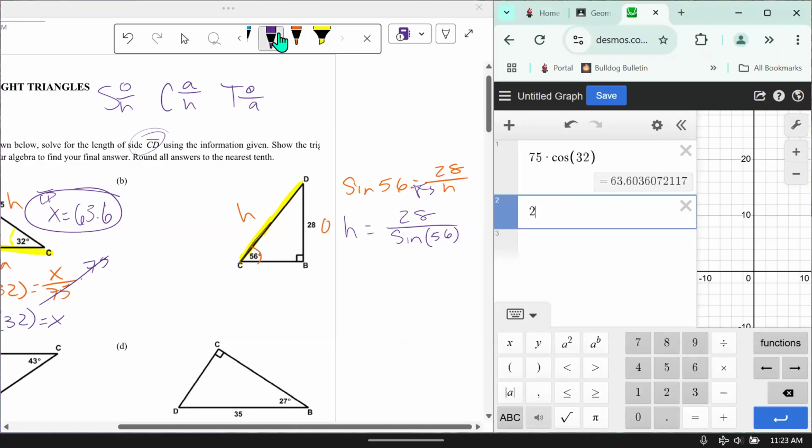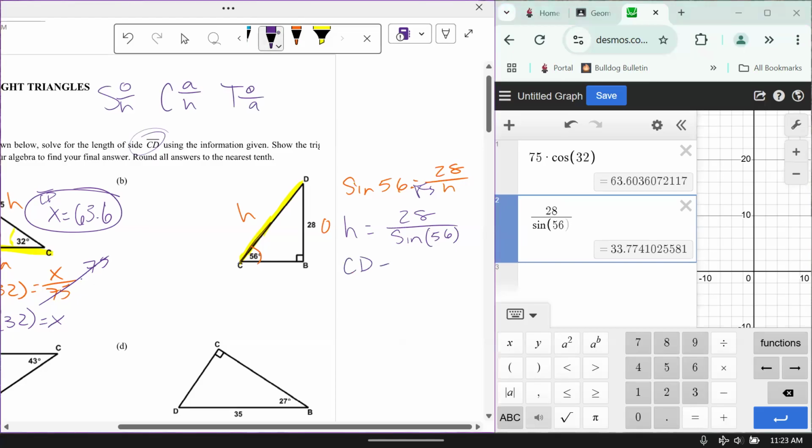But I'm not doing that every time. 28 divided by sine of 56. Again, you guys should be working on this worksheet by yourselves. This video is to check your work or if you get stuck. Okay, so CD, or H as we want to call it, equals 33.8.